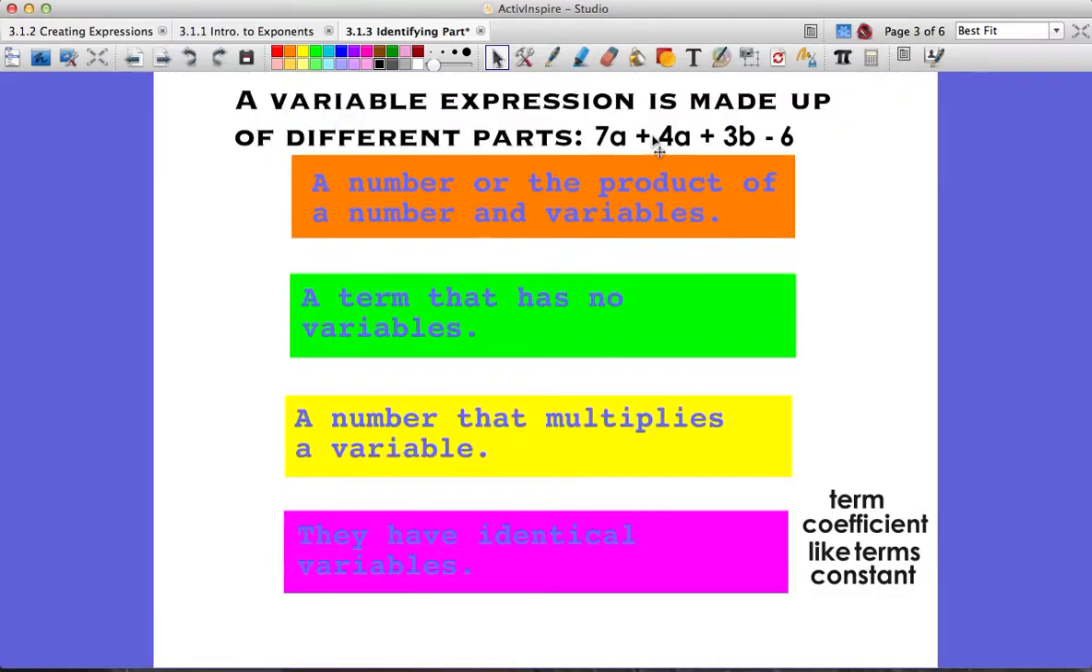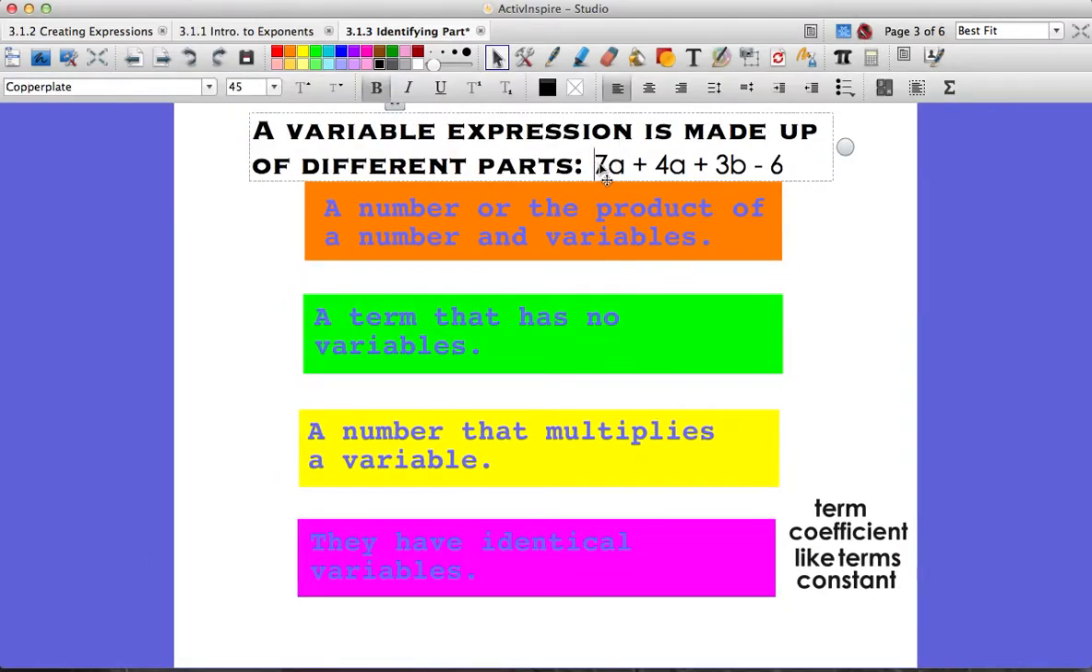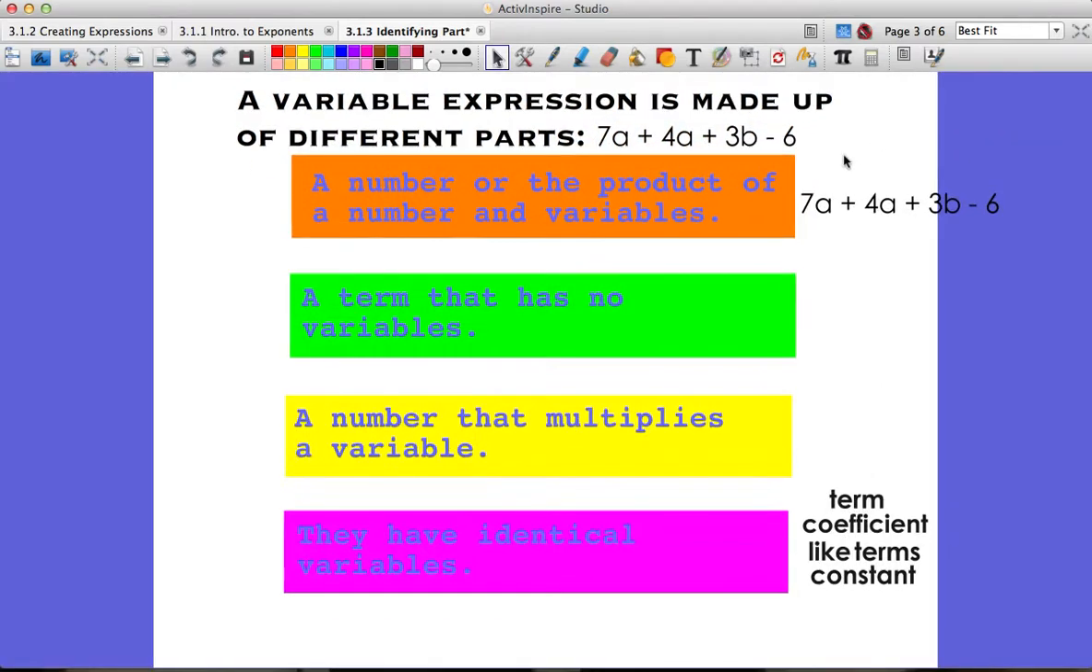Alright, so our vocabulary terms. We're going to use this problem up here as our example for everything. Okay, so what I want to make sure that you do is you write this in each of your example pieces for term, coefficient, like terms, and constant. If you do that right away, then we can identify those parts from here on out.